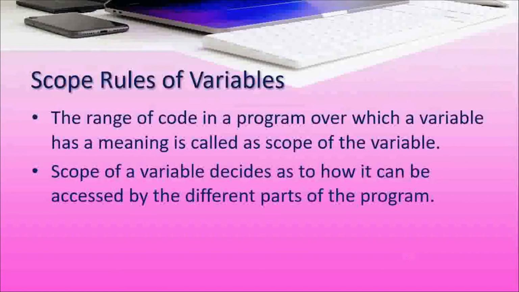So the scope of a variable decides how it can be accessed by the different parts of the program. Whether a particular variable is available throughout the program, or which parts of the program can access that variable, that is the scope of the variable.